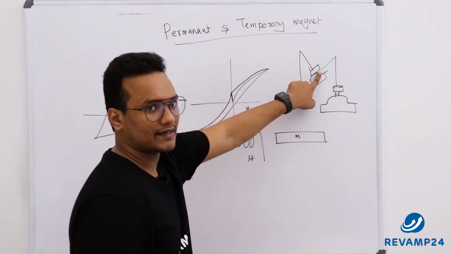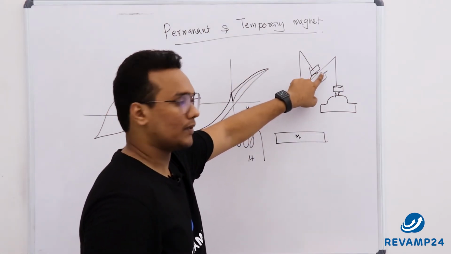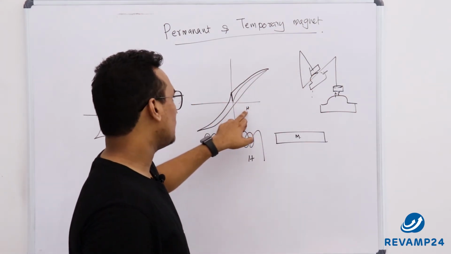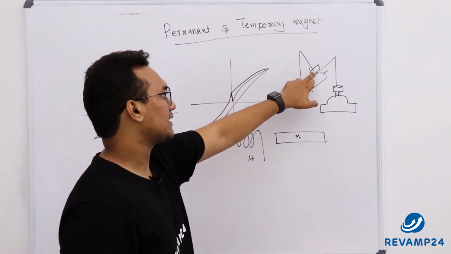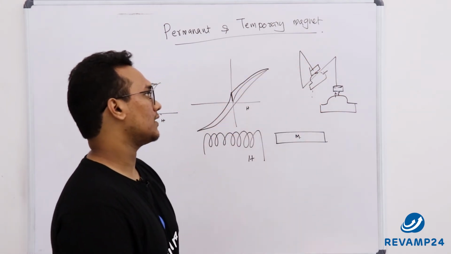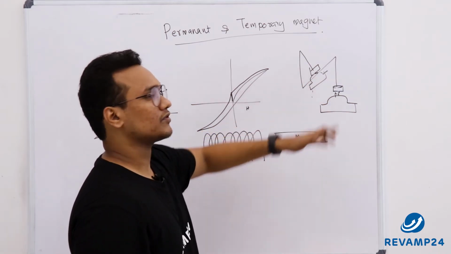The moment we demagnetize, what will happen? The moment we turn off the circuit, H will become 0. What will happen? The retention is very less. It will be demagnetized. We can drop the car. So from one position to another position we can drop it.